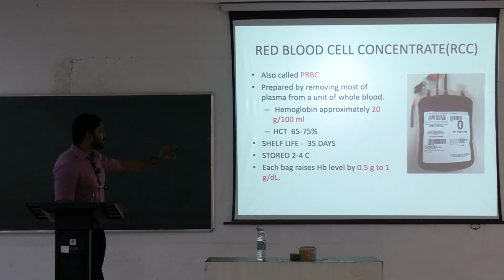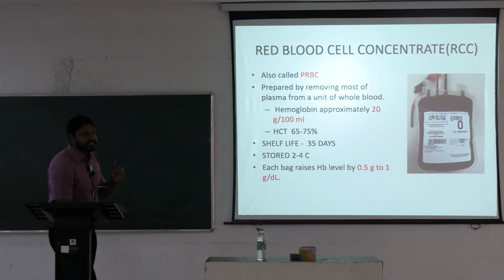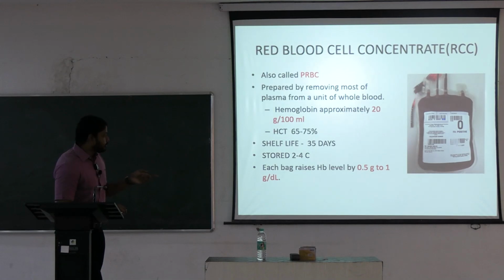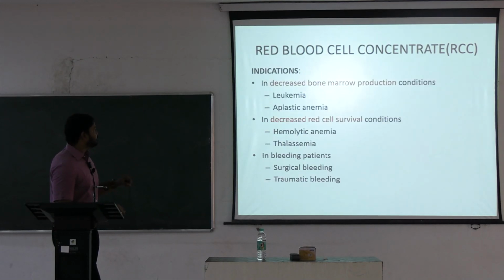If you transfuse this packet, hemoglobin will rise by 0.5 to 1 gram. After transfusing this packet, if the hemoglobin is 6 and you have given one packet, then it will increase to 7. If you have to post it for OT, you have to raise the hemoglobin to 9. So from 6 I have to give 3 more. This is also stored at 2 to 4 degrees Celsius.